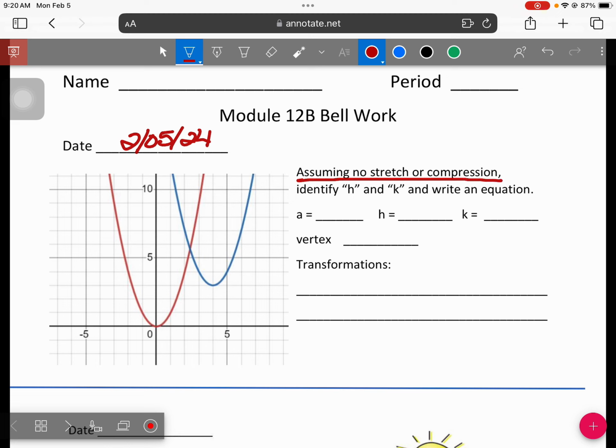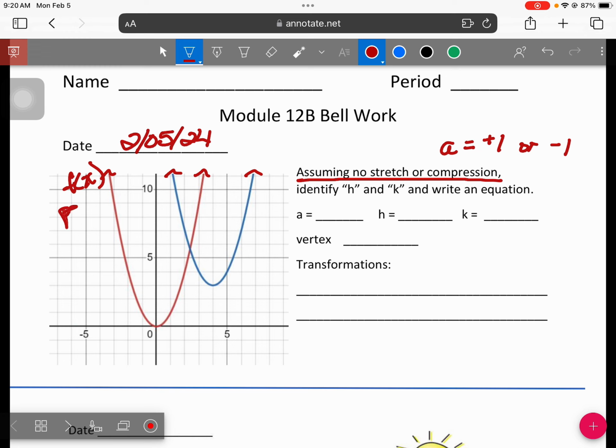If you're talking about stretch or compression, which one of these variables are we talking about? Well, it's either A, H, or K. Yeah, we're talking about A. So if there's no stretch or compression, that means that A is equal to either +1 or -1, right?